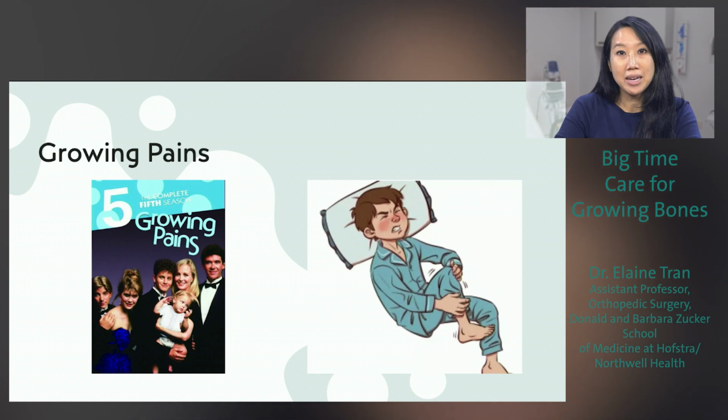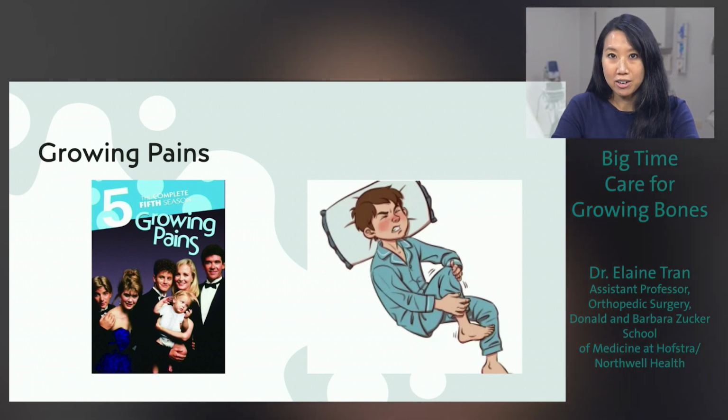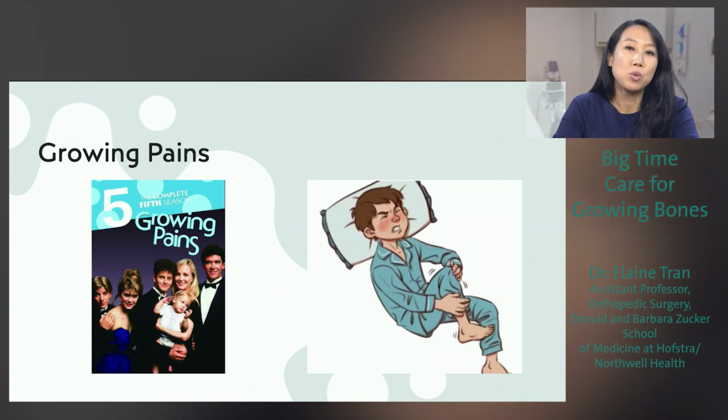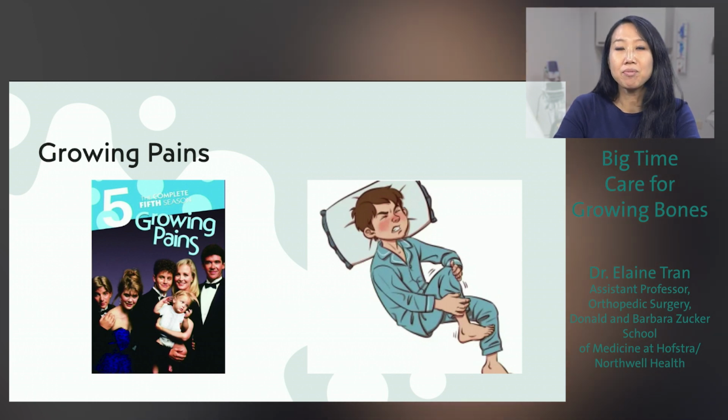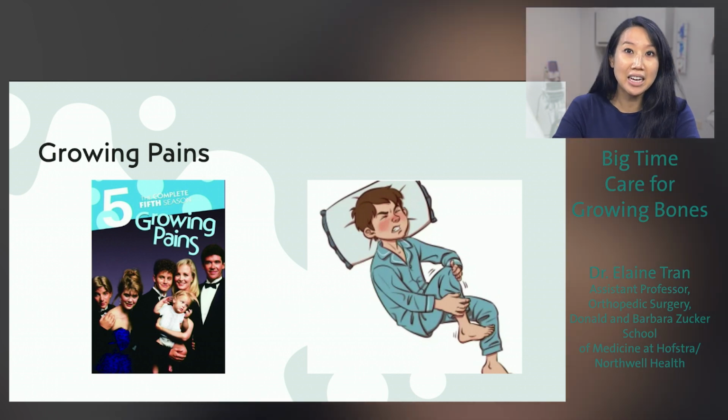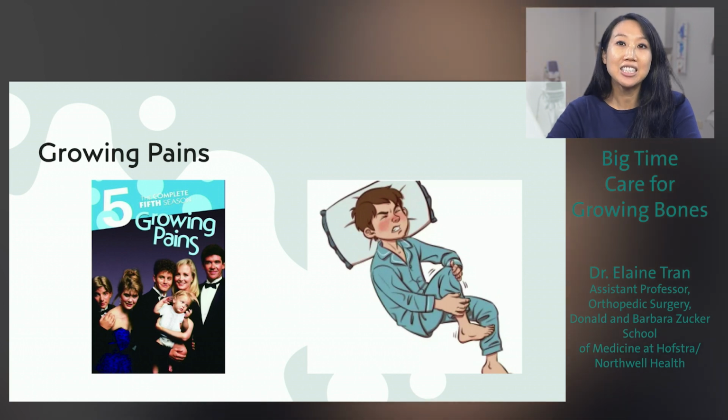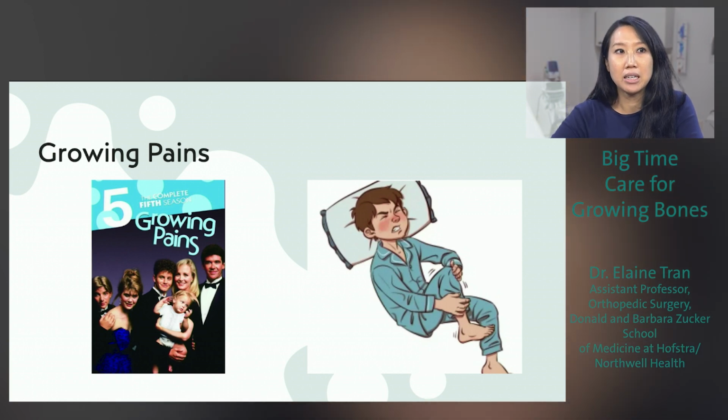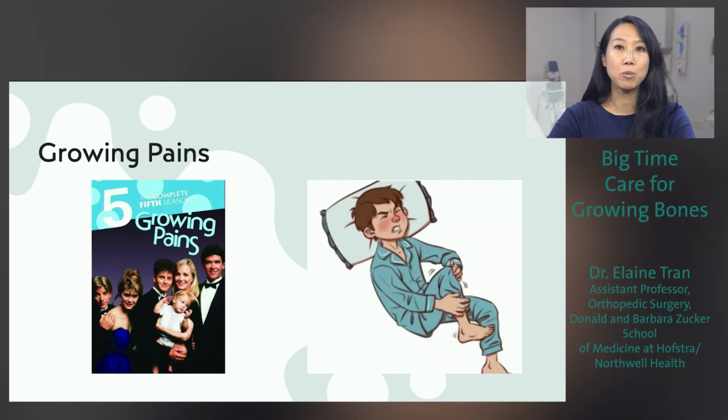Although it is typically both legs, or bilateral, it can be just one side, or unilateral, in about 15% of cases. Typically what we'll see is that kids will complain towards the end of the day, especially if they've been really active. They'll complain right before bed, or sometimes they'll wake up in the middle of the night with pain, which can be really alarming for parents because they're sleeping and all of a sudden they wake up in pain.